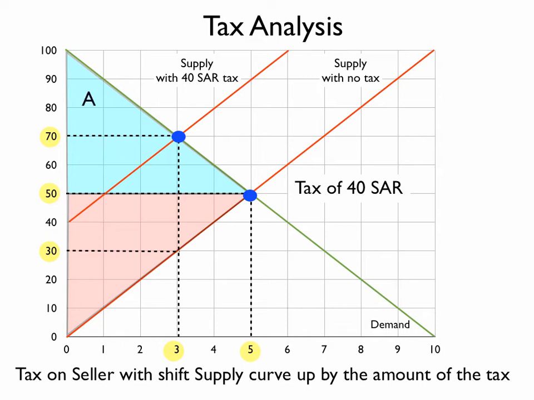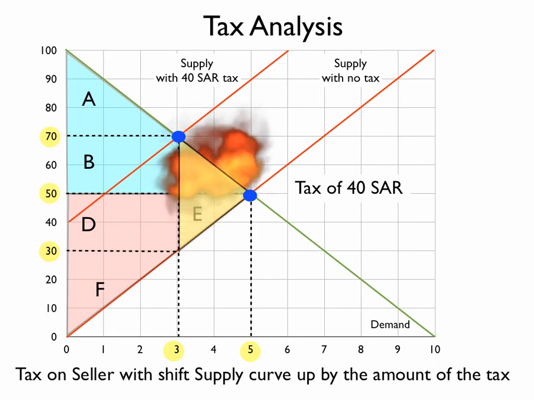Let's kind of see how this works out. Let's just label our boxes A, B, and C, and D, E, and F. Now what happens with C and E? We note that those will be deadweight losses. Those go away. The other area we're interested in is B and D. This is the actual tax area.